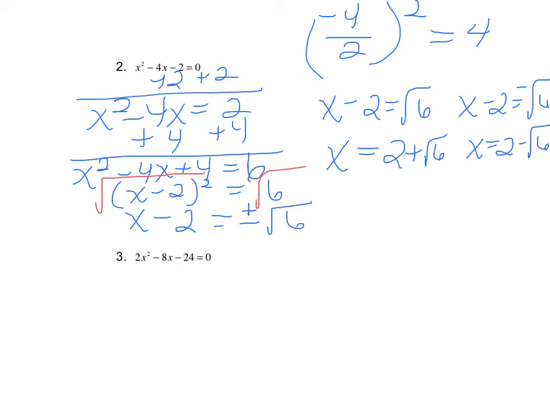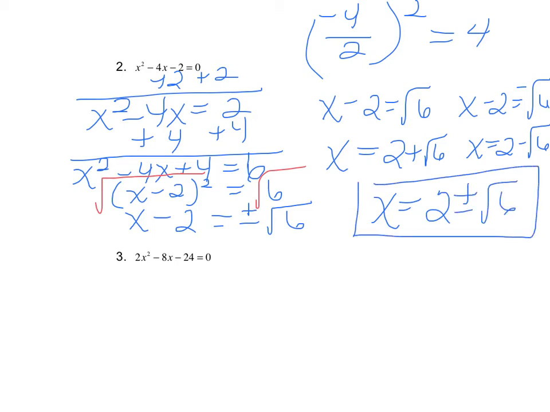Another way you may see this written is x equals 2 plus or minus radical 6. It's just showing you an easier way to write it and that it can't be simplified anymore. All right, let's take a look at number 3 together.